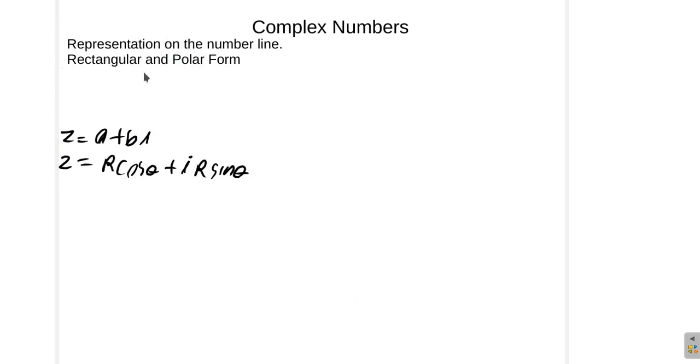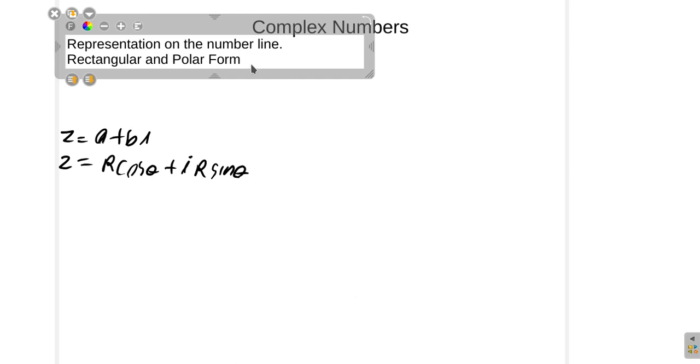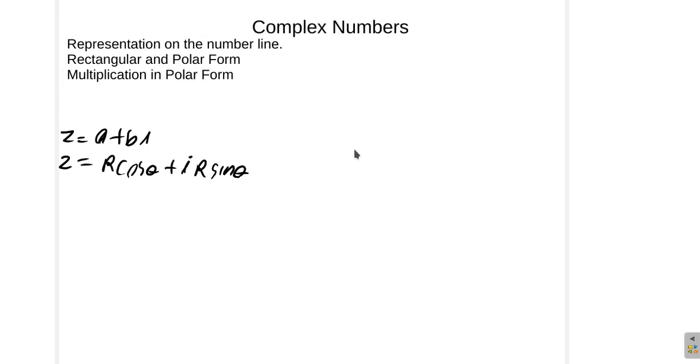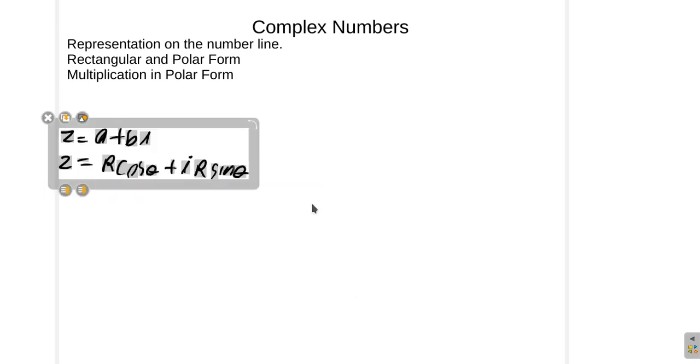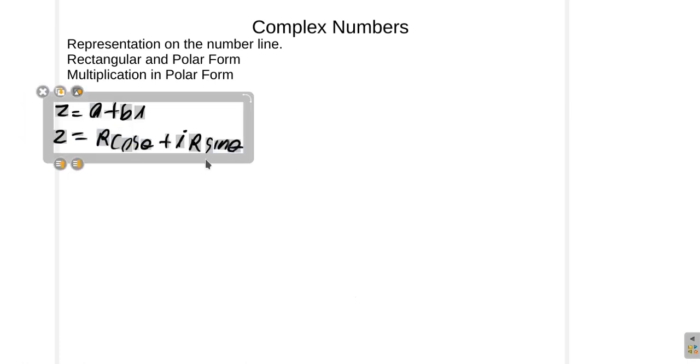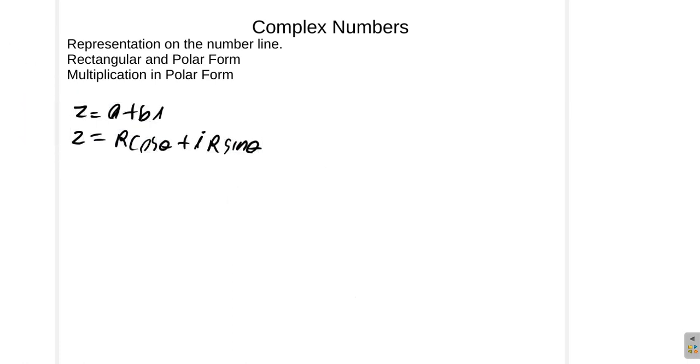So we're going to look at multiplication in polar form. Alright, multiplication in polar form. We want to multiply two complex numbers that are in polar form. Alright, so let us say we have two complex numbers. We call them z1 and z2.